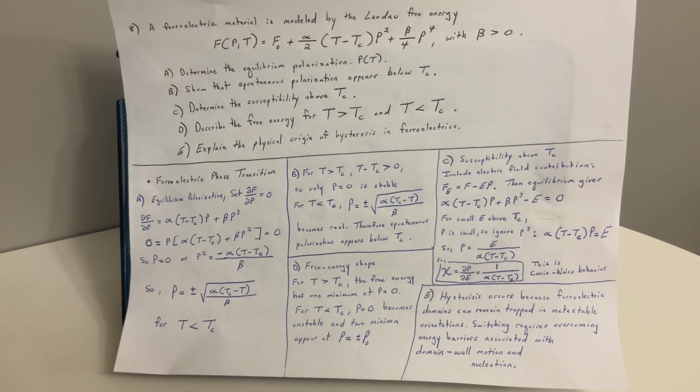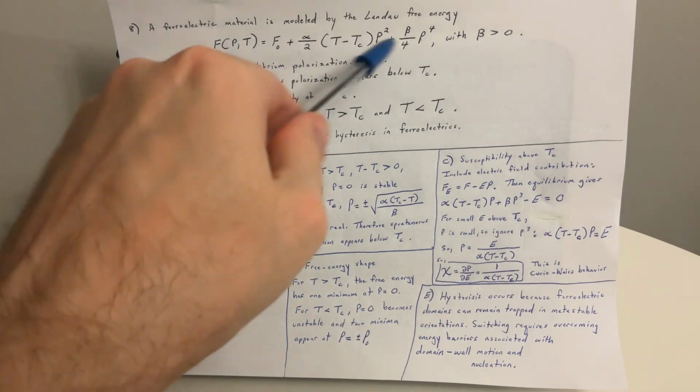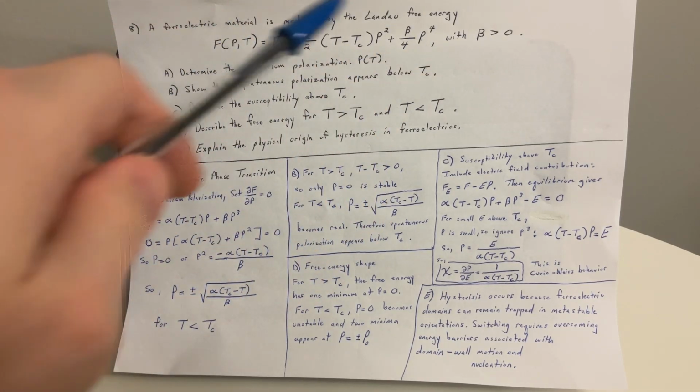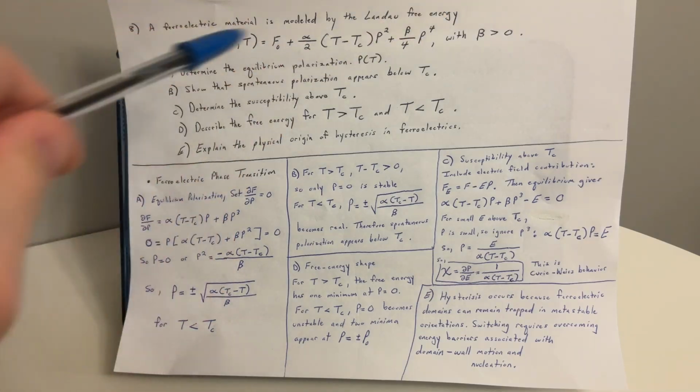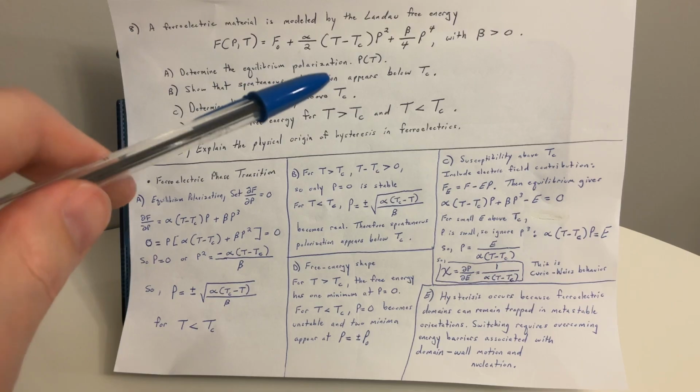Okay, so here's part two, statistical mechanics and computational physics practice final exam. Number 8, a ferroelectric material is modeled by the Landau free energy, F of P, T equals this entire function here. Part A, determine the equilibrium polarization P of T.